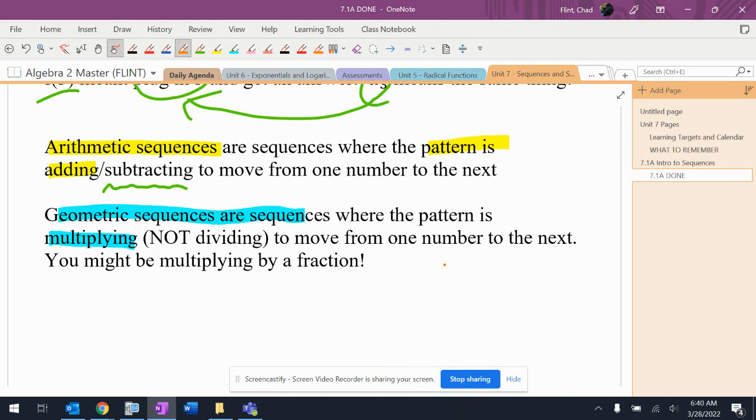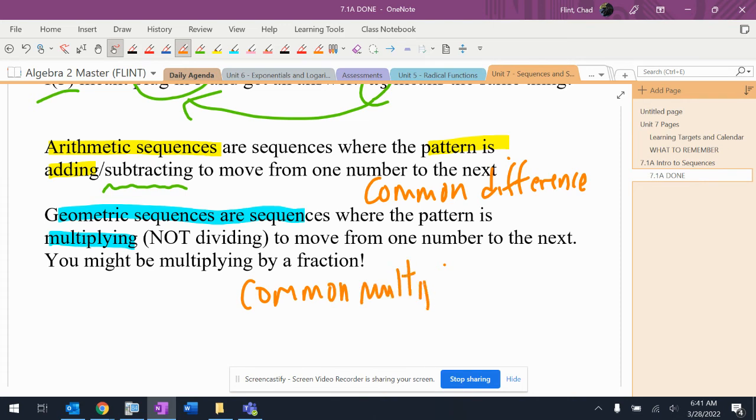When I'm using arithmetic, the adding is called the common difference. Basically meaning what's the difference between the first term and the second term. And that's what I'm adding each time. And when I'm talking about geometric, it's called the common multiple. All right, so it's called the common multiple.